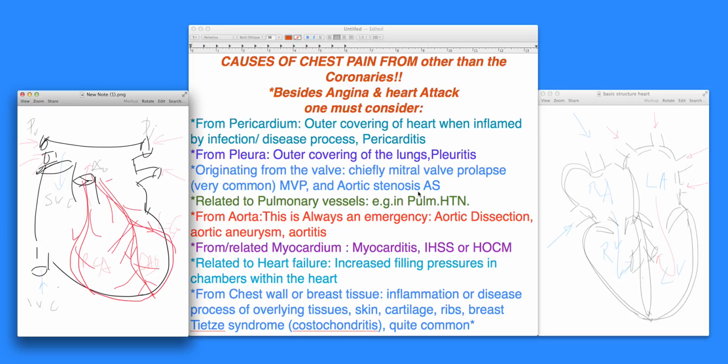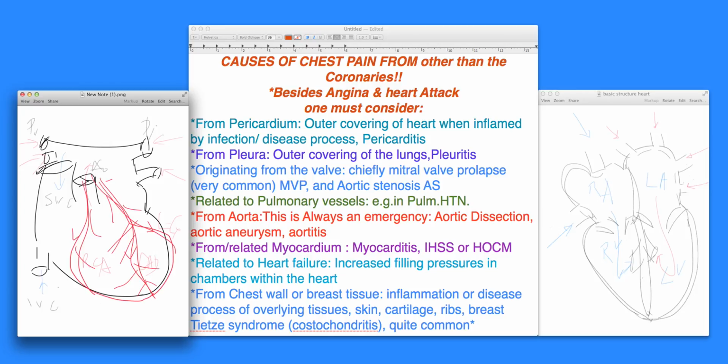Mitral valve prolapse and aortic stenosis. Mitral valve prolapse is here. The mitral valve is situated here, and sometimes the valve can be very redundant. It's almost like a parachute type of texture, where when the left ventricle contracts, normally the valves will close as if they're closing like a door.